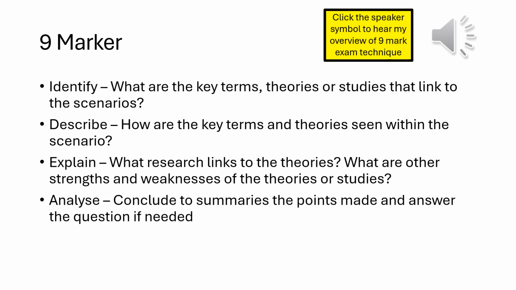For your issues and debates question, it is worth 3 marks for the I, the D and the E, and you'll analyse your conclusion, just gives you that quality of written communication. If it's the 2 areas paragraph, I would always say do I, D and E for area 1, I, D, E for area 2, and then your conclusion comes at the end.